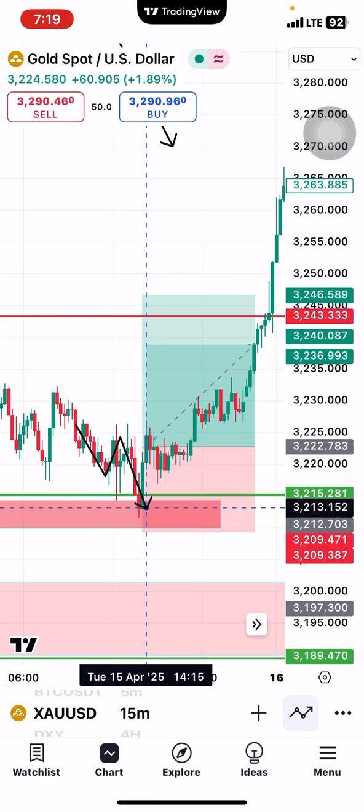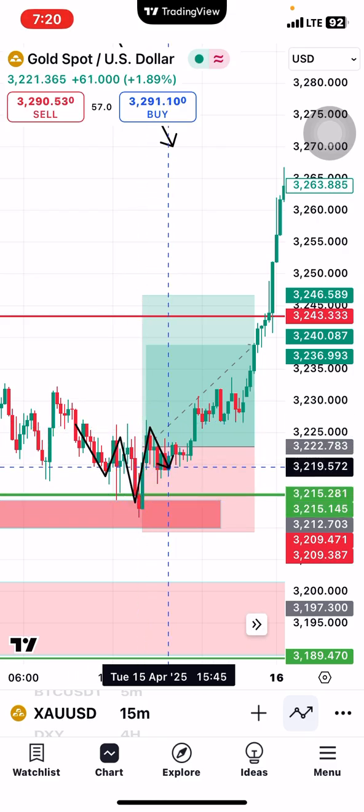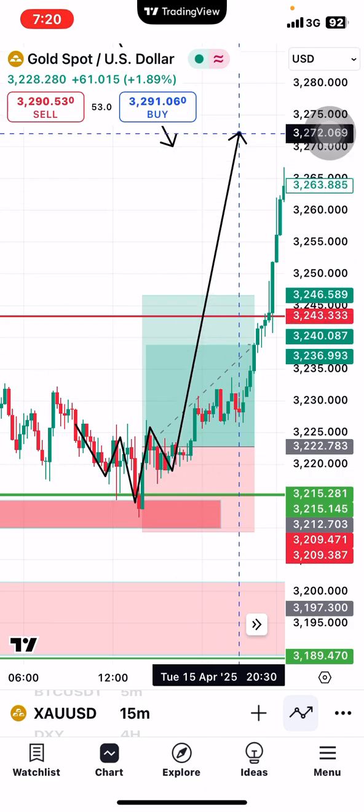This is where I actually took another entry even before the breakout. I took it, put my stop loss. I want to see gold move crazy.